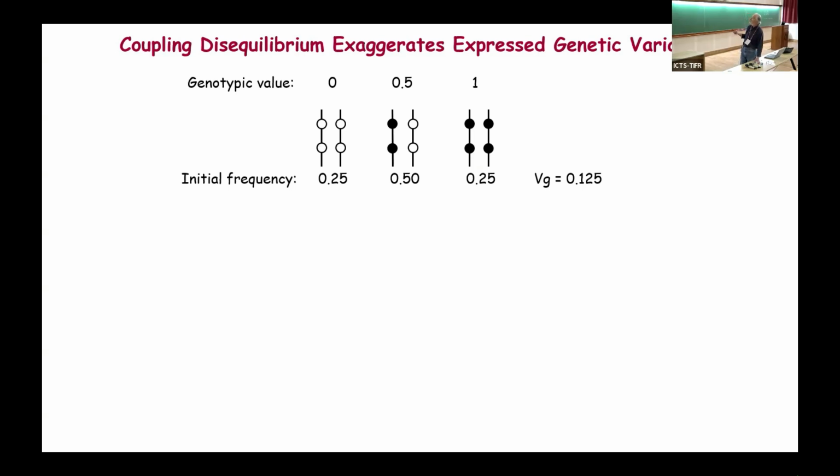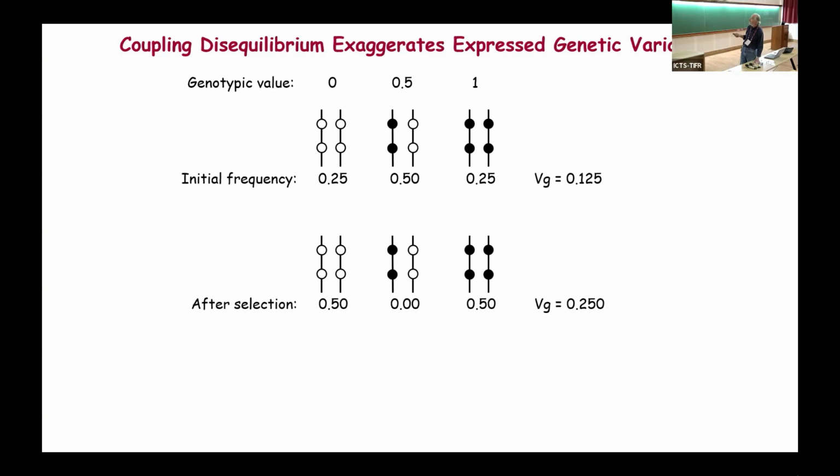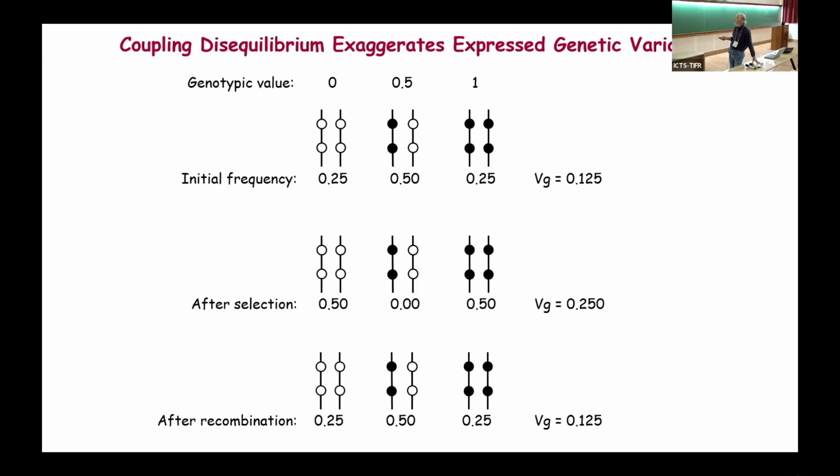Suppose we have these 3 genetic values here. These are diploids. They're in Hardy-Weinberg equilibrium. So that's the genetic variance for the trait, 0.125. And then we bump off the one in the middle, and this is all that's left. And then we let them have sex. So it's 50-50. These chromosome types are right back to what we had before.